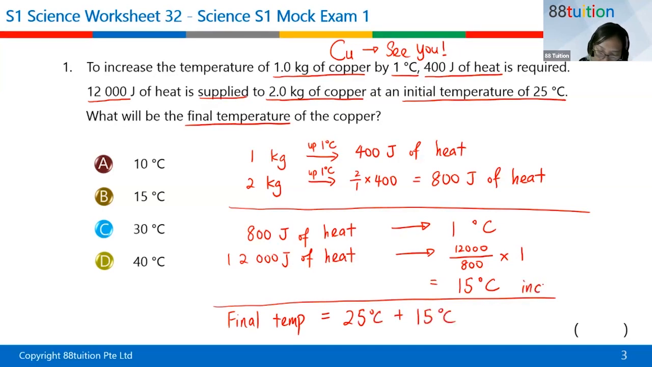This one is increased by 15 degrees Celsius. Therefore, your answer would be 40 degrees Celsius. So the answer is D. All right, is this easy? Okay, good job, Arjun. You can see all your steps very clearly.